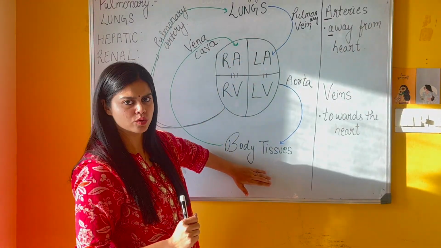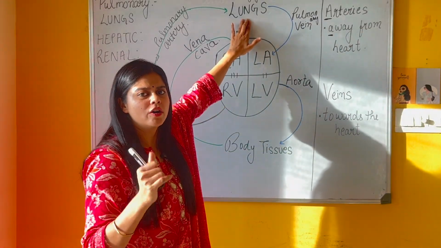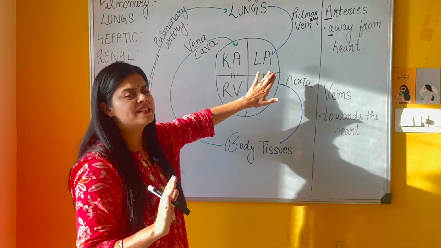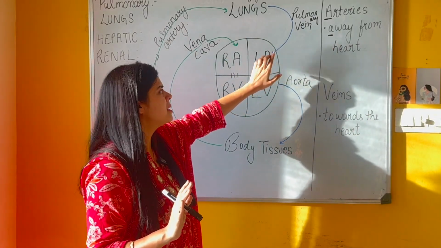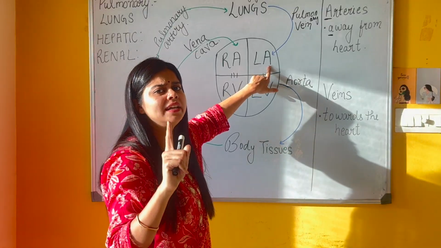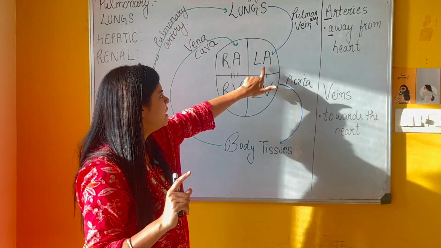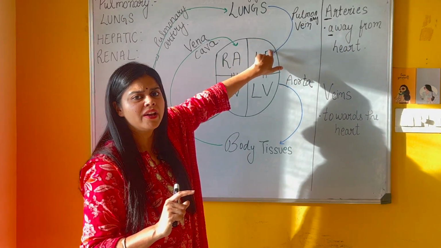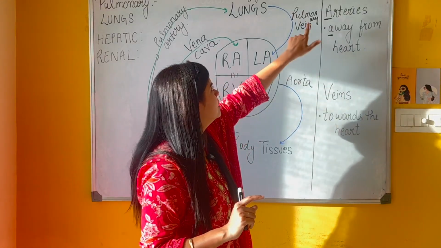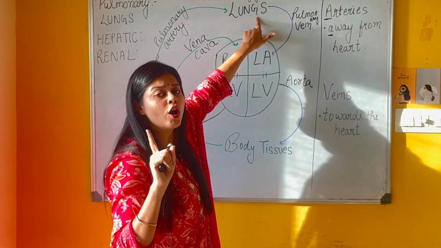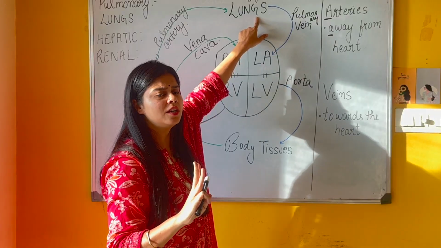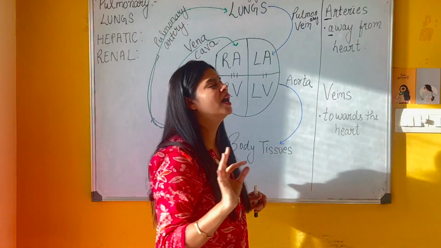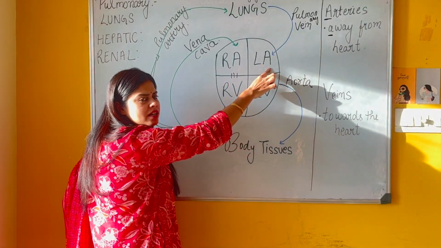Lungs, body tissues. Lungs में क्या होगा? Oxygenation of blood. So the oxygenated blood will come to which side of the heart? Left side. Which chamber? Left auricle. Oxygenated blood from the lungs will come to the left auricle. So the blood vessel is coming towards the heart. Artery or vein? Towards the heart is a vein, because it is coming from lungs. Which word is associated with lungs? Pulmonary. So the pulmonary vein brings oxygenated blood from lungs to left auricle.